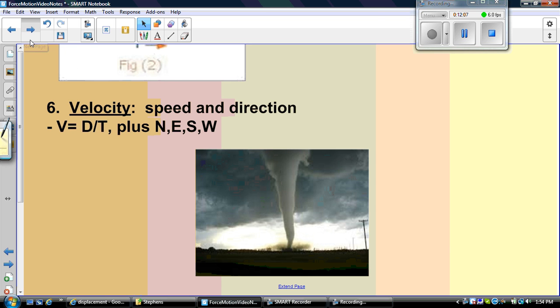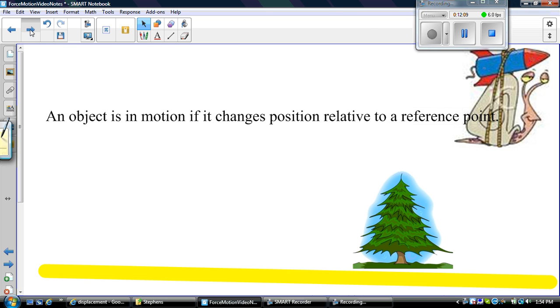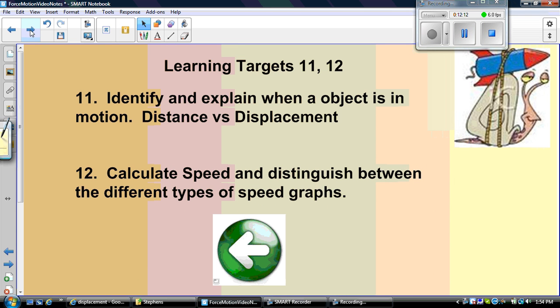Okay, so hopefully by now we have a better understanding of the difference between distance versus displacement. You should now be able to calculate speed and be able to look at the different speed graphs and classify them using your notes.